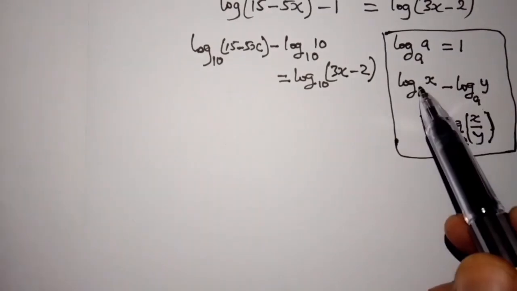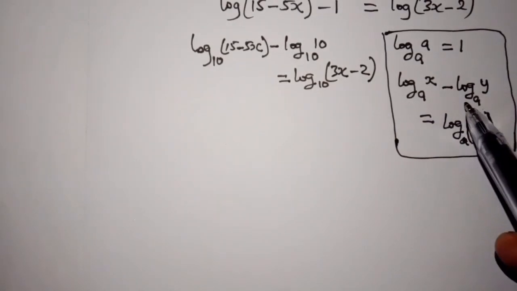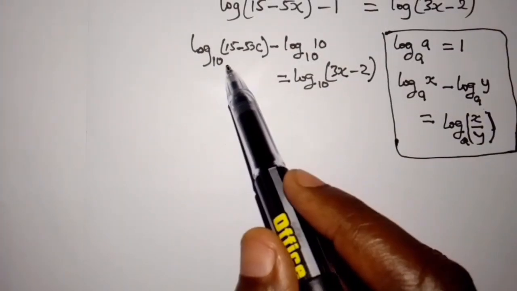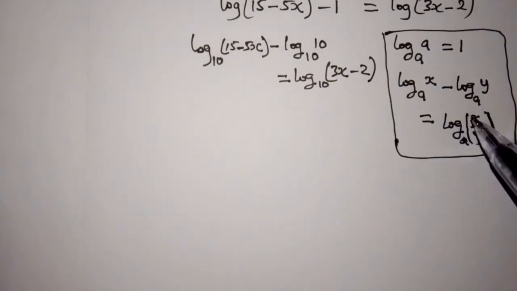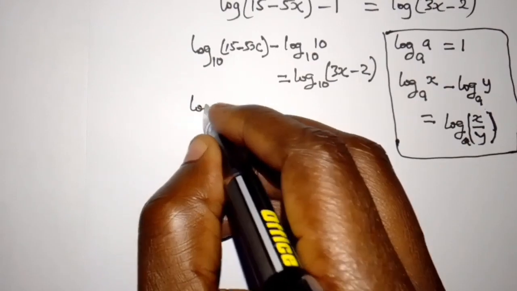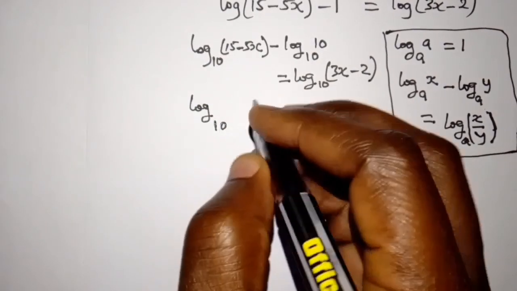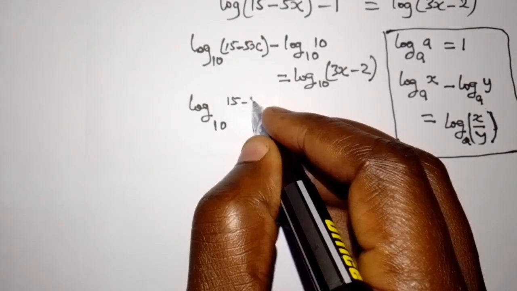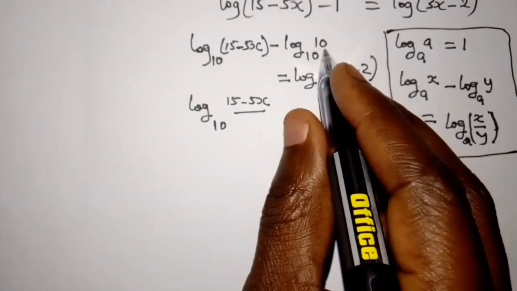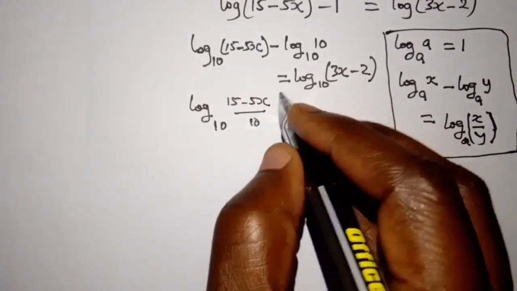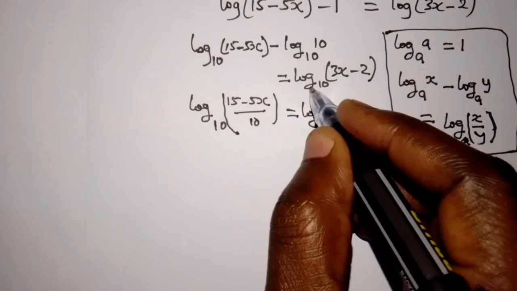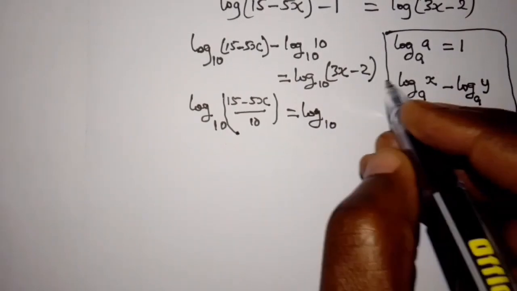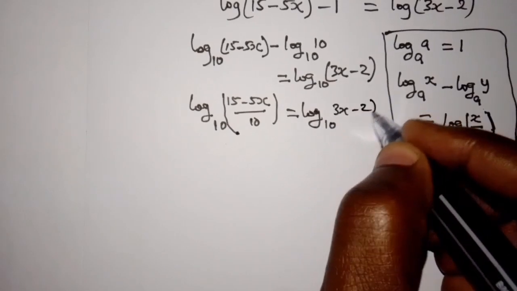So now we can use this property here on the left hand side. You can see this is minus, this is minus here. So we can put it in the form of log base a of x over y. So we can say this is a log base 10 of (15 − 5x) over 10 is equal to log base 10 of 3x − 2 here.